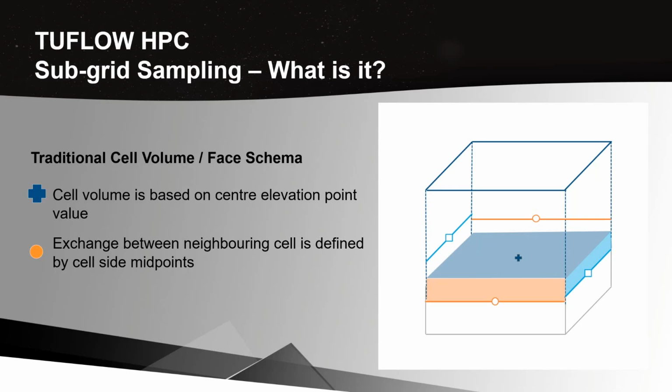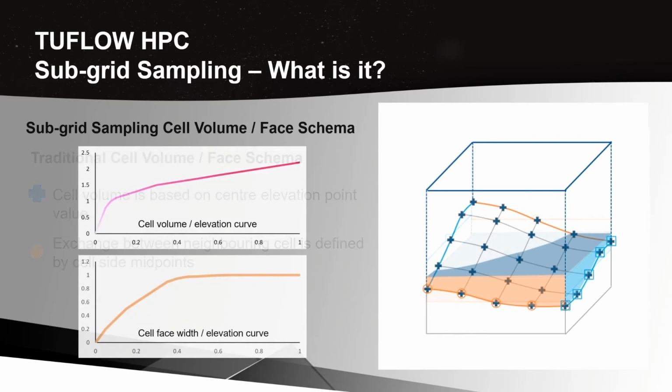The image that we're looking at here is your traditional cell volume phase schema, where we have a single elevation point at the center of each cell defining a flatbed volume for each cell, and also an elevation point along the mid-side of each cell face defining when water can move from one cell into its neighbor. That approach is replaced with a series of curves in the subgrid sampling schema. We have a volume elevation curve to define the volume in each cell, and also a face width elevation curve along each face.